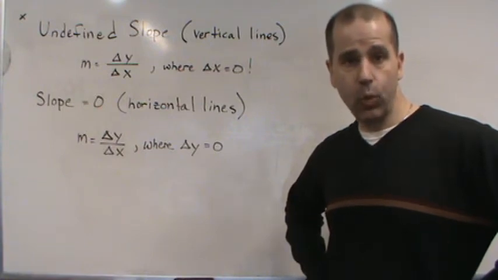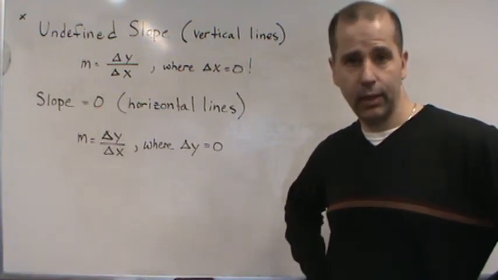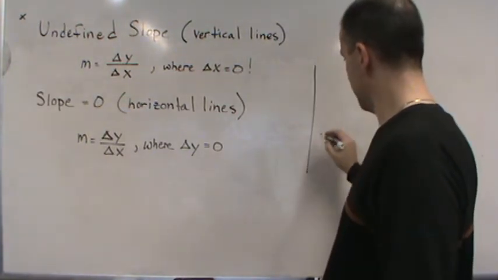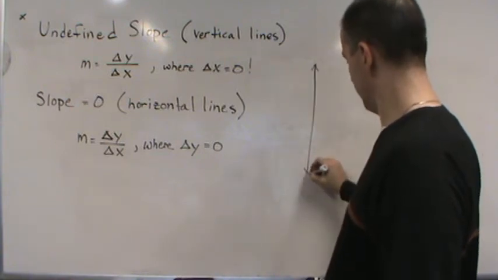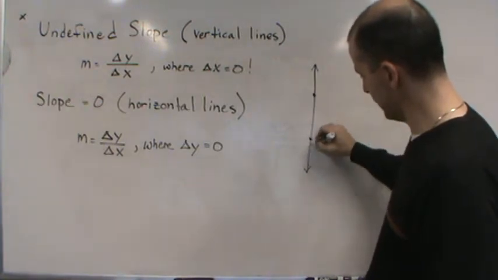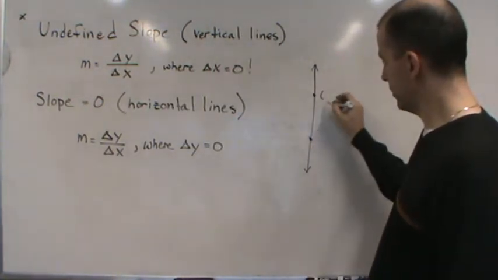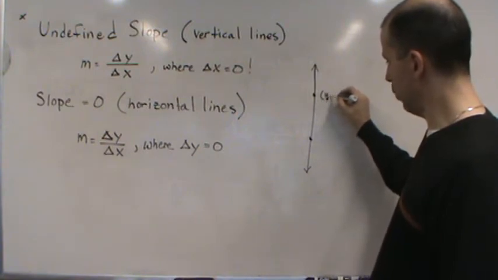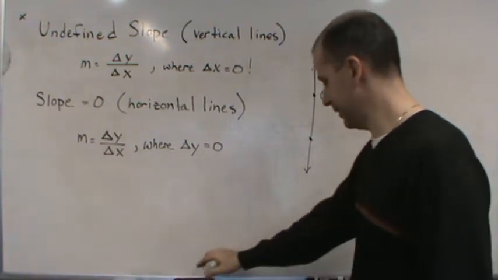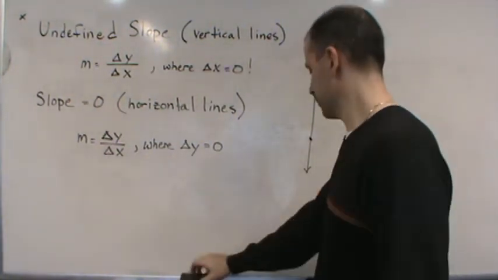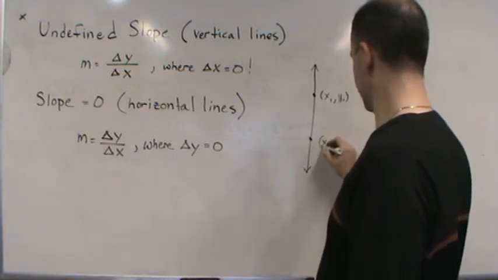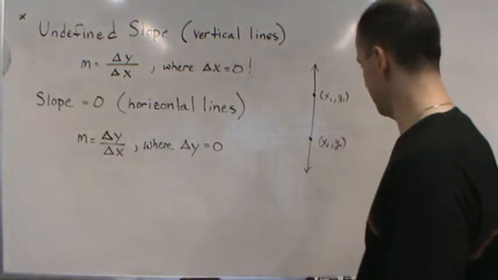Okay, and here's why. When you have a vertical line, well, we talked about this before. If you have a vertical line, no matter what the y values are, you can take any 2 points on the line, and you're going to have x1, y1, and we have x2, y2.